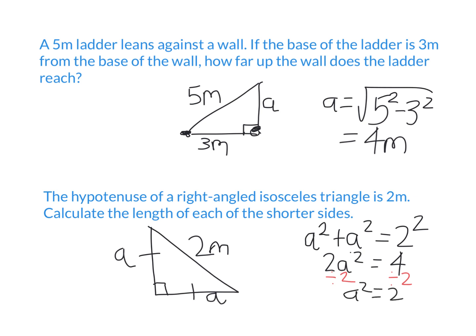And then the way that we undo squaring is square rooting. What you do to one side of the equation, you must do to the other. So the answer here is a is equal to the square root of 2. And if you put that in your calculator, you get about 1.4 meters. So each of these must be about 1.4 meters, because 1.4 squared plus 1.4 squared approximately equals 2 squared, or 4.